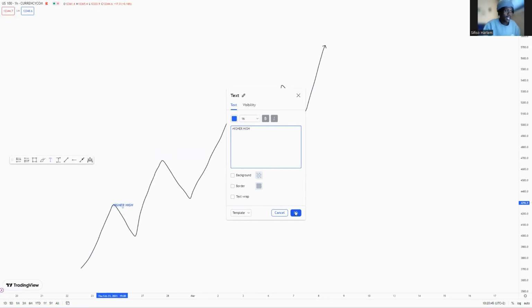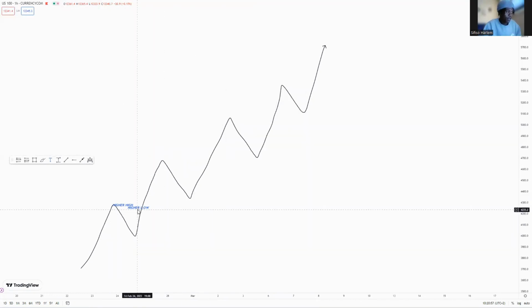This is our higher high. And then we have our higher low. And then we have our higher low.